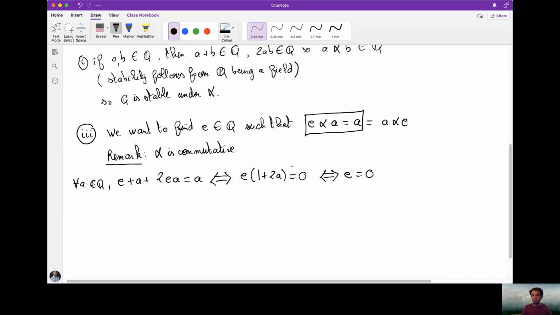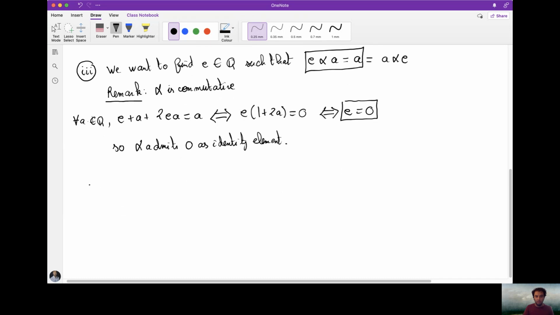Okay, so therefore the identity element is 0. So alpha admits 0 as identity element. Okay, so that's the second thing that is satisfied.